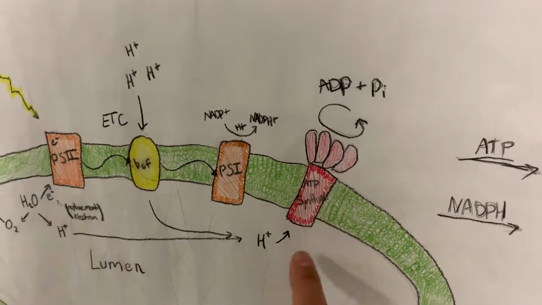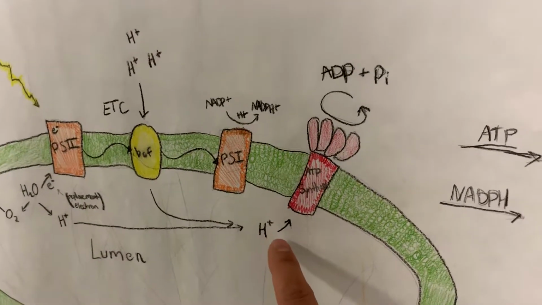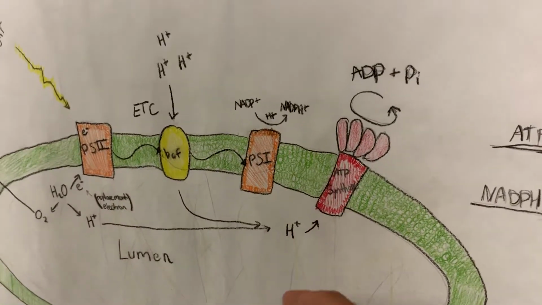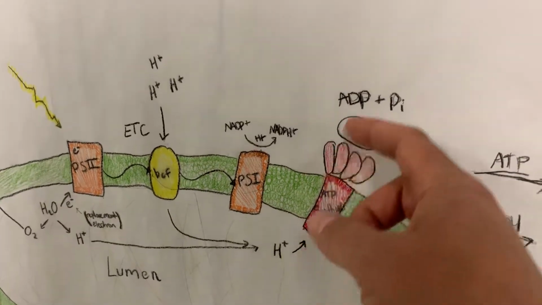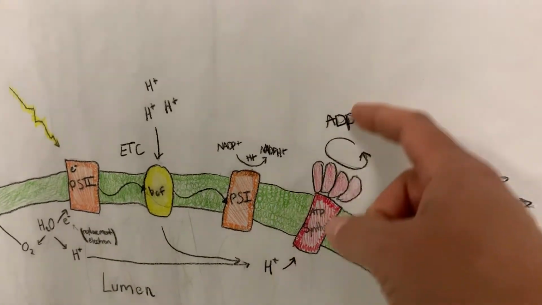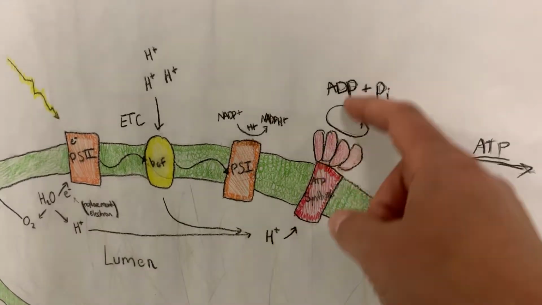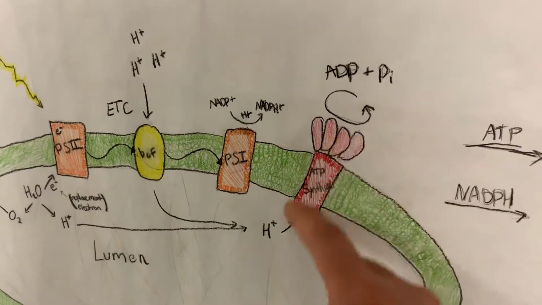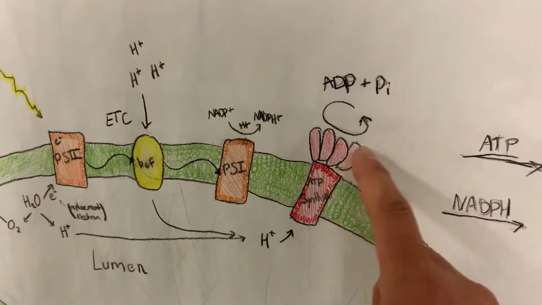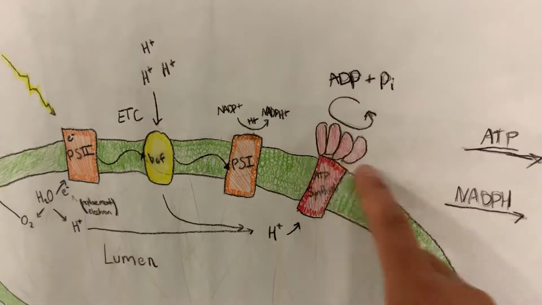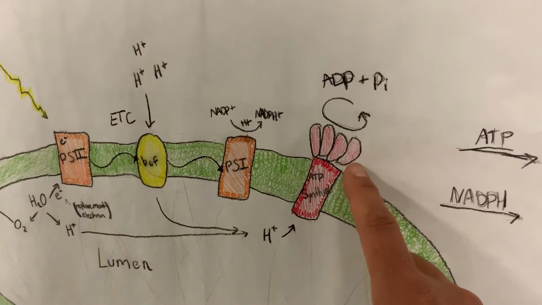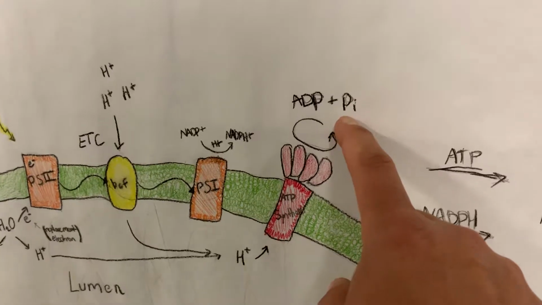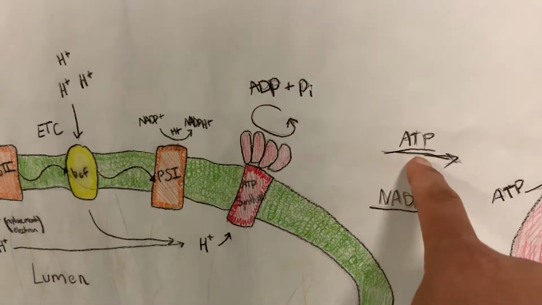synthase. And because this is a gradient, there's going to be a natural diffusion with the gradient through ATP synthase. So that does not require any energy because it's diffusion going from high to low. But that fact that it travels through the ATP synthase causes it to turn. And that physical turning causes ADP to be able to combine with a phosphate to create ATP.